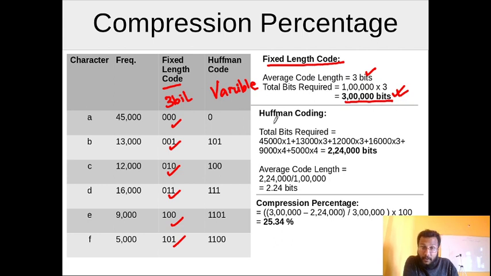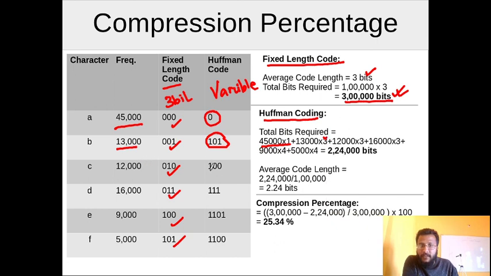Now let's talk about Huffman coding, wherein we have a prefix code. Now 45,000 times A is occurring. The code length of A is 1. So 45 into 1, 45,000 bits required for A. For B, we have 3 bits for each character. So 13,000 times we are having B, 13,000 into 3 is the number of bits for B.